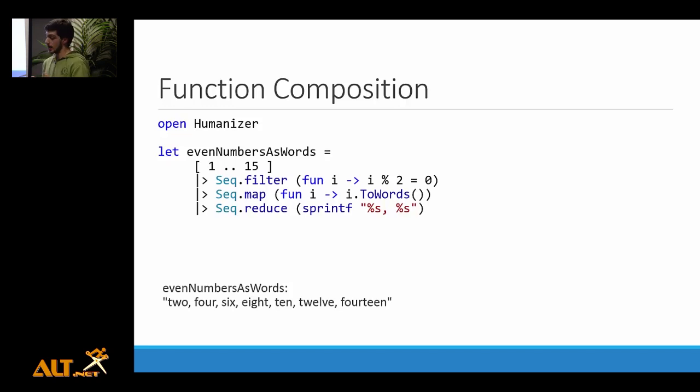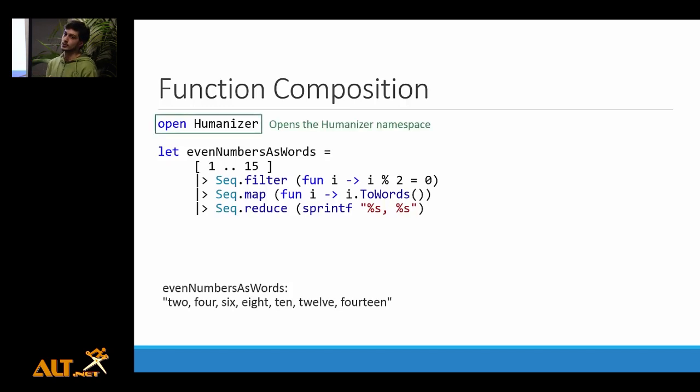So the example on the slide basically composes functions together. It takes a list of numbers, filters out all the odd numbers, converts each number to its English word form, and then takes all those English words and combines them into a single string that's comma separated. So let's step through how that works.